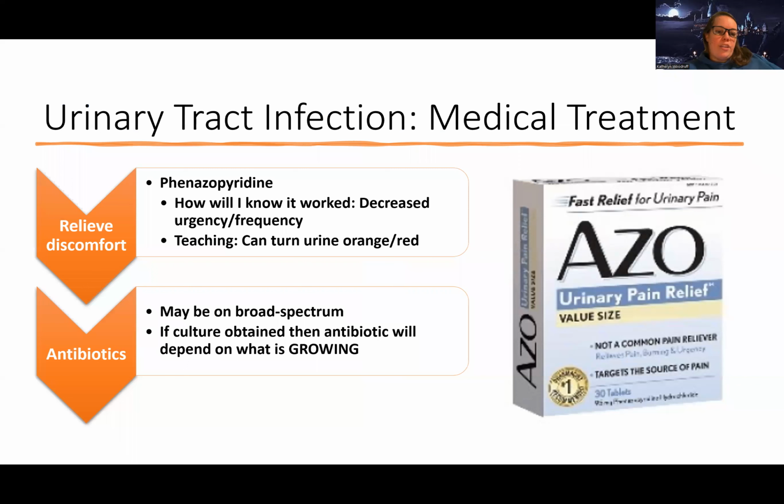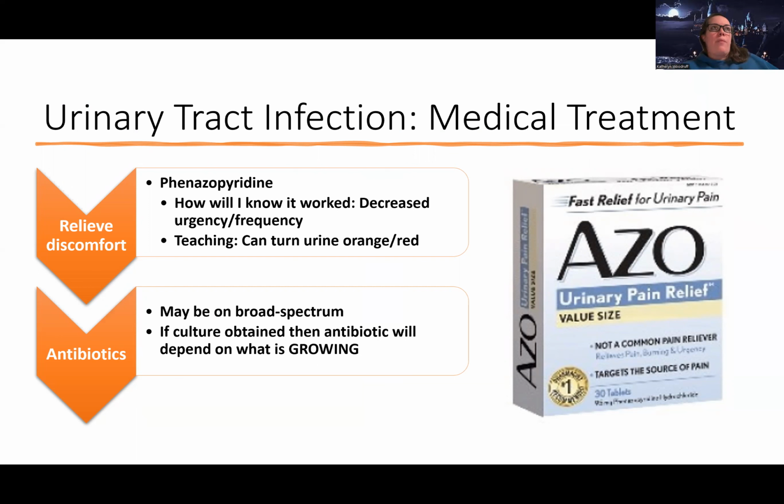So there's a couple of medications that we can use. The big medication to actually treat the problem is going to be antibiotics. But there are other meds that we can use to help with symptoms. This first one here is phenazopyridine, is probably how you say it, also known as Azo, if you've ever seen it. It's over the counter.